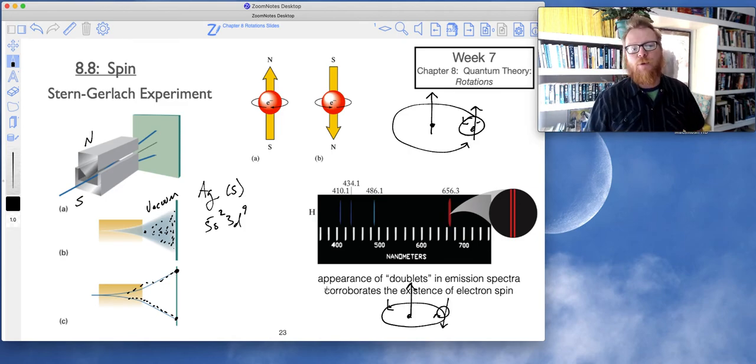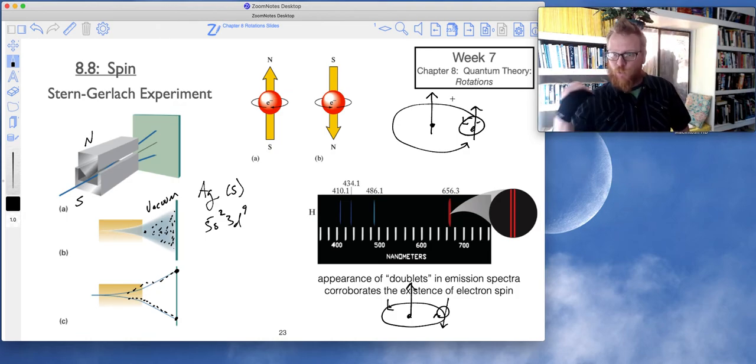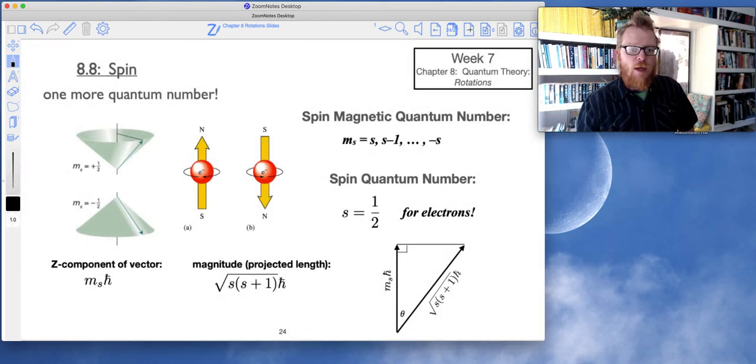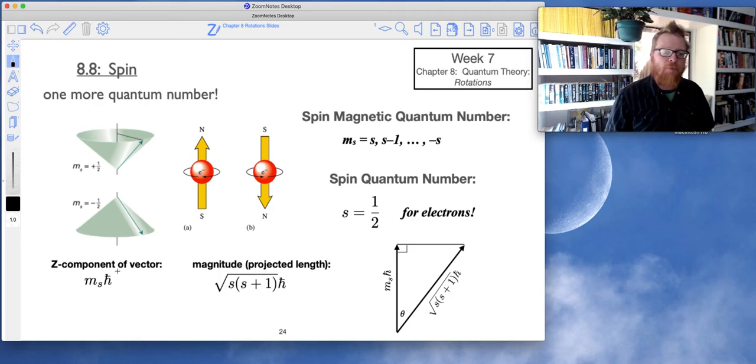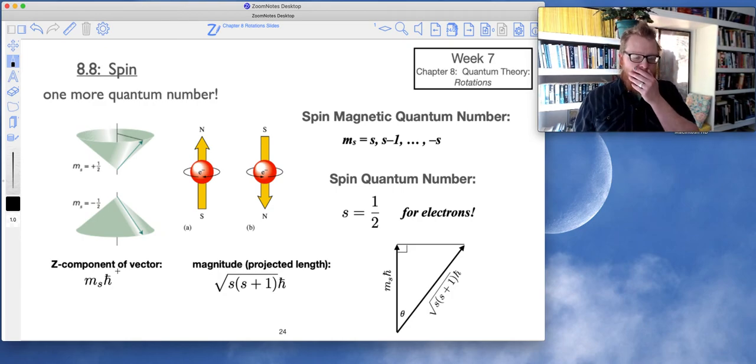And so there's loads of examples that we'll see in spectroscopy that give evidence of these kinds of things, these doublets, right, that show us that electrons spin. And that their spin angular momentum couples with their orbital angular momentum, which is very cool, all right? And of course, we can come up with the same situation in this vector model. So as it turns out, the spin magnetic quantum number, ms, is given by s minus 1, all the way down to negative s. As it turns out, there's only one quantum number for electrons, and that's s equals 1/2.